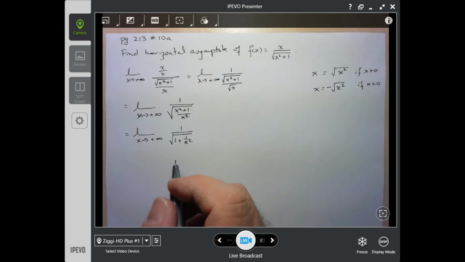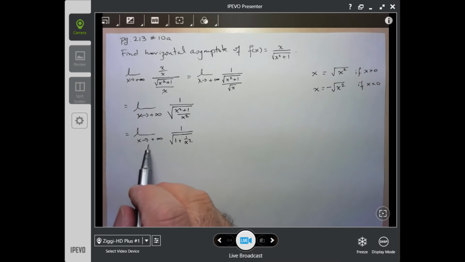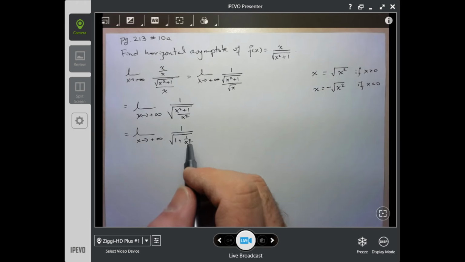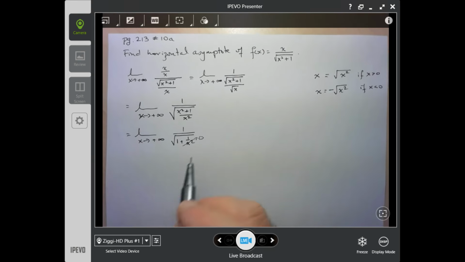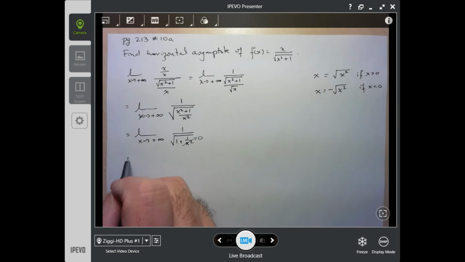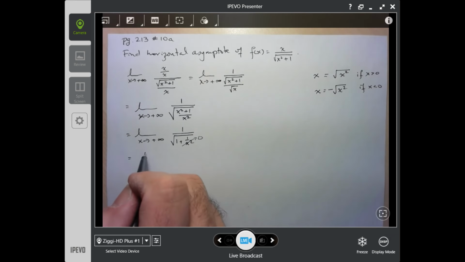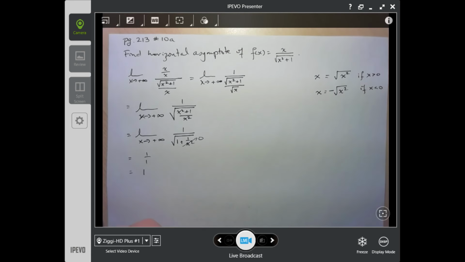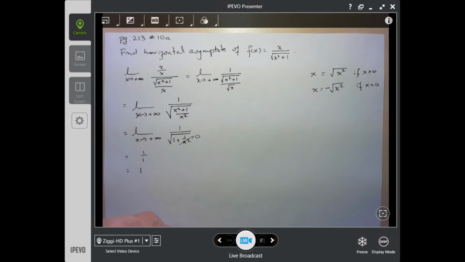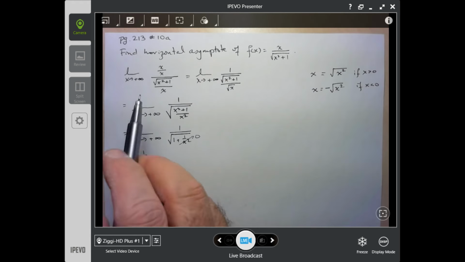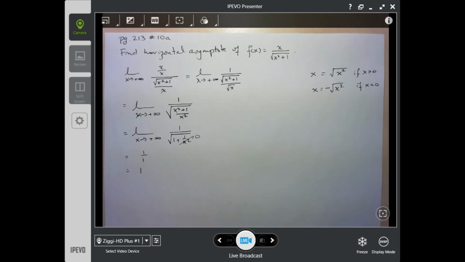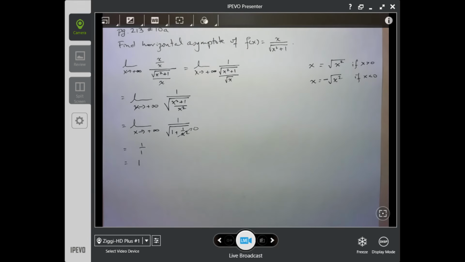And now I see that as x approaches positive infinity, these are just constant, and that term is just going to be approaching 0. So what do I have? I have that this is just approaching 1 over the square root of 1, which is 1. And so we see that we have a horizontal asymptote of y equals 1 as x approaches positive infinity. Okay, but now let's see what happens when I try to do the limit as x approaches negative infinity.